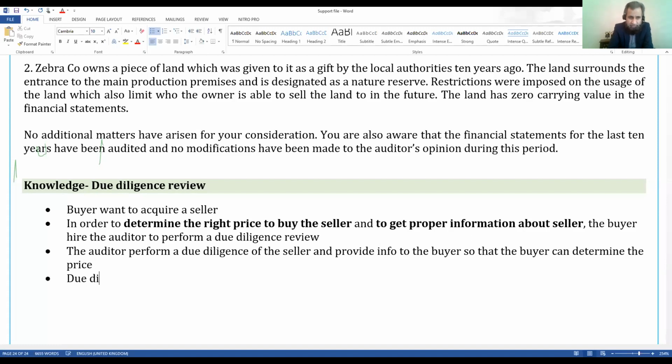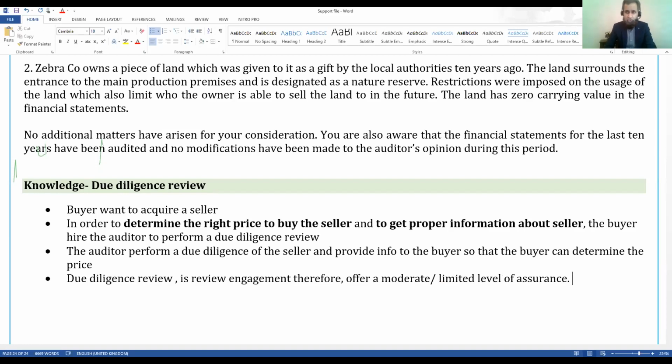Due diligence review is a review engagement, therefore it offers a moderate level of assurance. Limited level of assurance. We know moderate and limited is the same. So you're not giving a reasonable assurance because it's a review engagement. Being a review engagement, you are restricting the assurance level to a moderate or limited level, which is one and the same thing, right?